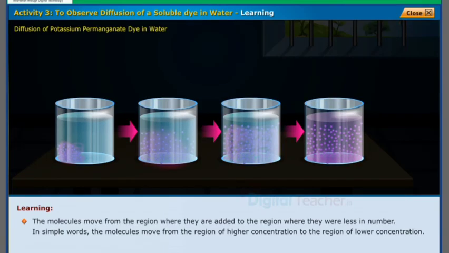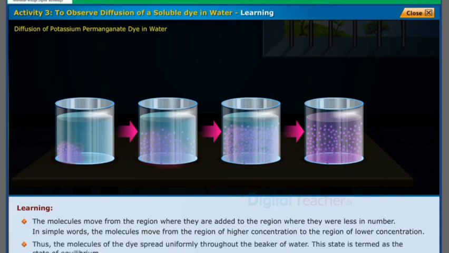The molecules move from the region where they are added to the region where they were less in number. In simple words, the molecules move from the region of higher concentration to the region of lower concentration. Thus, the molecules of the dye spread uniformly throughout the beaker of water. This state is termed as the state of equilibrium.